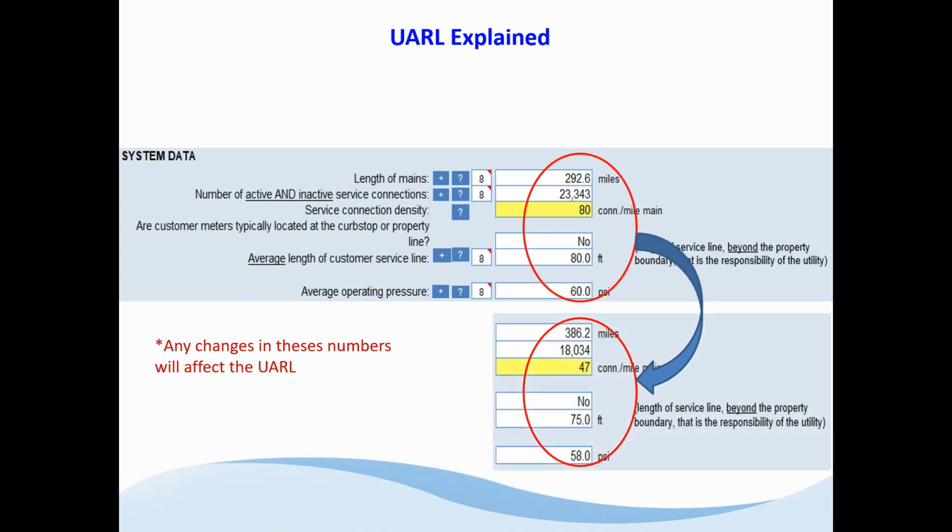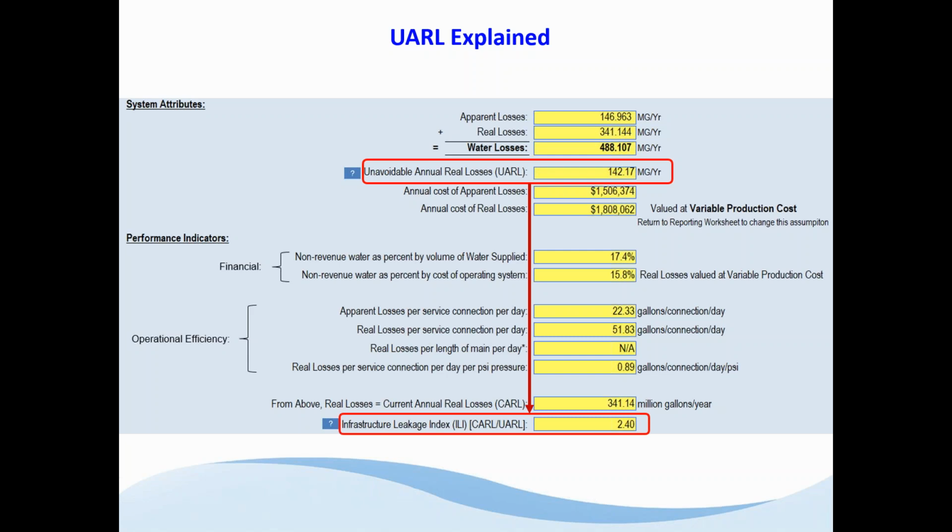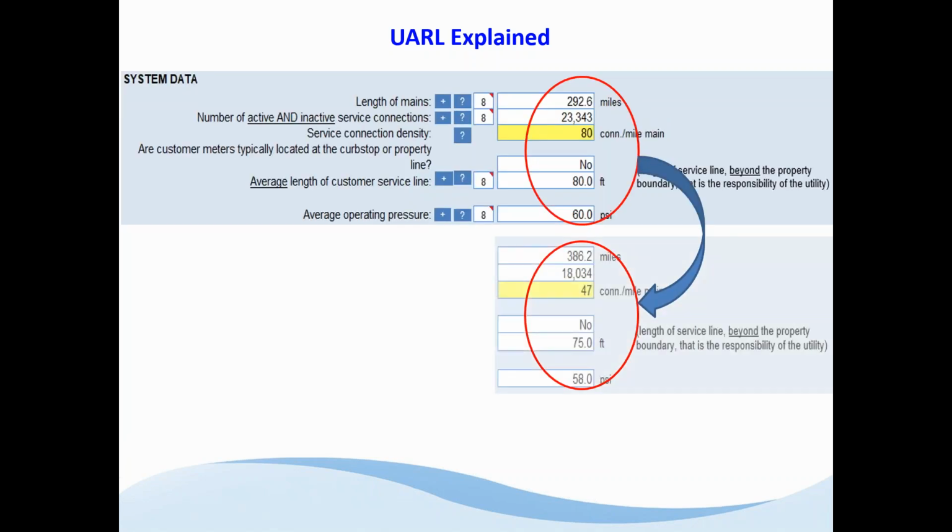So, as you see, any change of these numbers has an effect on the UARL, and all those things had to be changed after the audit was validated. So as we walk through again with the numbers, you can see that our unavoidable real annual loss changed, and it had a direct effect on our infrastructure leakage index. And that is important. So we measure ourselves in a metric where we can see where we're at. All the system data changes had an effect on that.